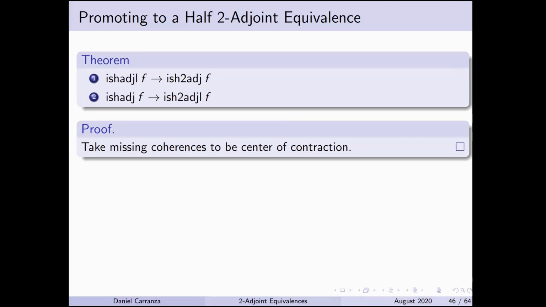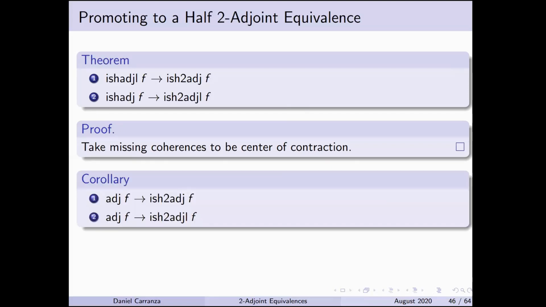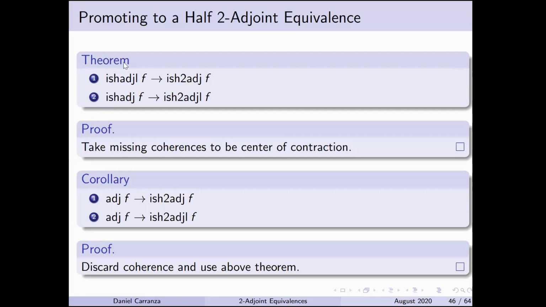And so notably, if this is true, then we can definitely promote a full-adjoint equivalence to a half two-adjoint equivalence, because a full-adjoint equivalence has this data of a left half-adjoint or a right half-adjoint. So you can discard whichever coherence you like and use the respective promotion.